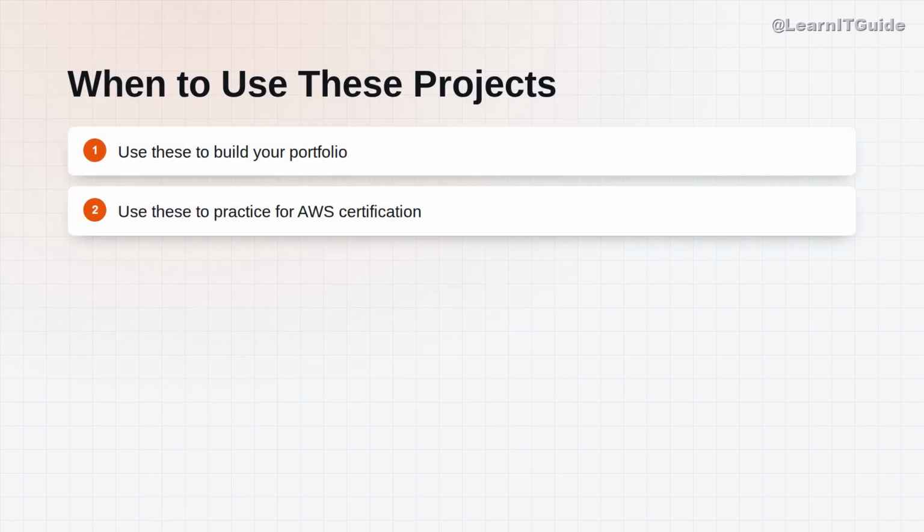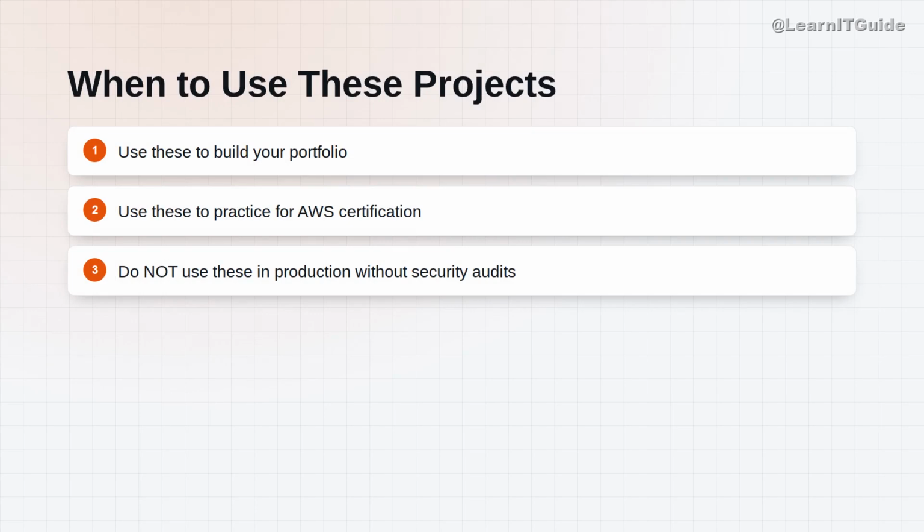Use these projects to build a strong portfolio and practice for your certification. However, do not assume these are production ready by default. Always perform a security audit before moving real customer data onto your infrastructure. Specifically, that includes: use these to build your portfolio, use these to practice for AWS certification, and do not use these in production without security audits.